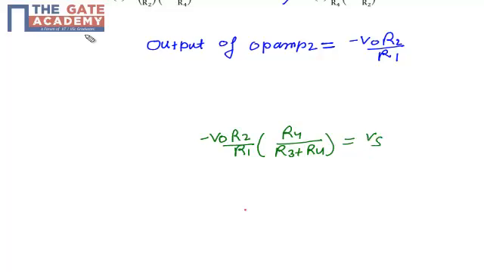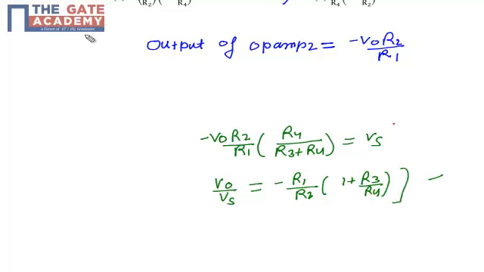Or in other words, my V0 by Vs will be equal to minus R1 upon R2 times 1 plus R3 by R4. This will be my voltage gain, V0 by Vs, this is my voltage gain.